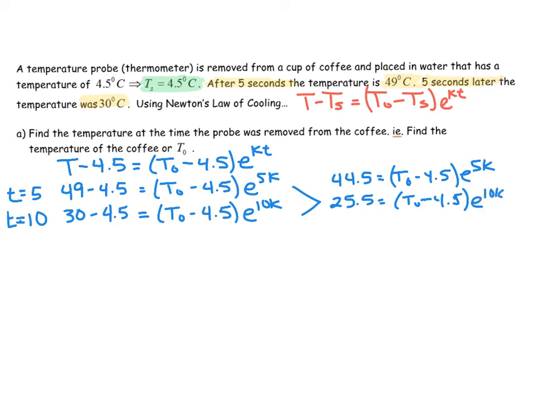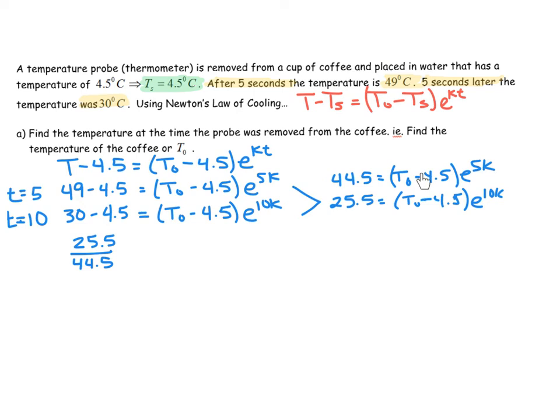So now I'm going to take those two equations, and I'm going to divide the left sides. I'm going to put the second equation on top so that e to the 10K will be on top. When I subtract it, it'll be positive. So I'm going to put 25.5 divided by 44.5, which should equal the right sides divided. Since these are equal to each other, the right side with the e to the 10K should equal all of this, divided by all of this e to the 5K.